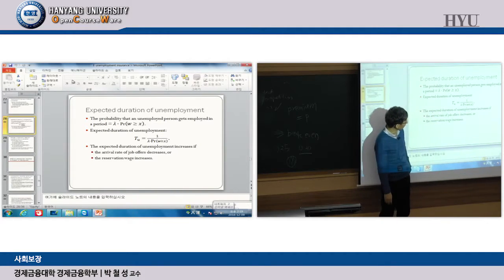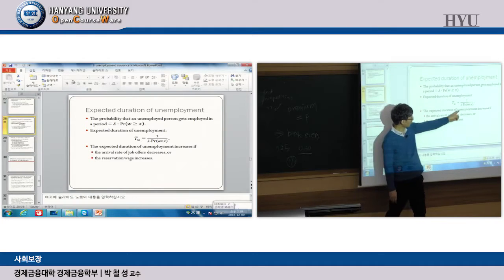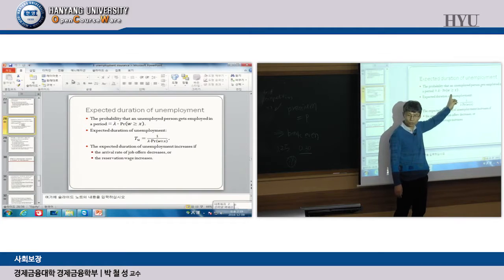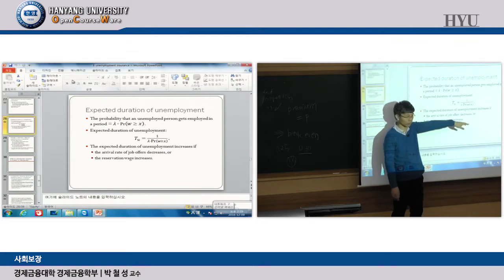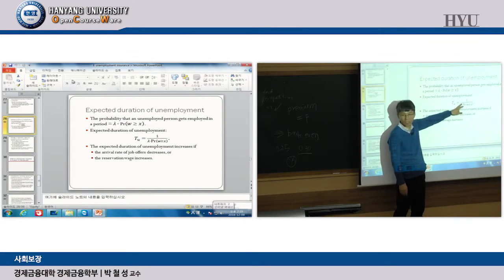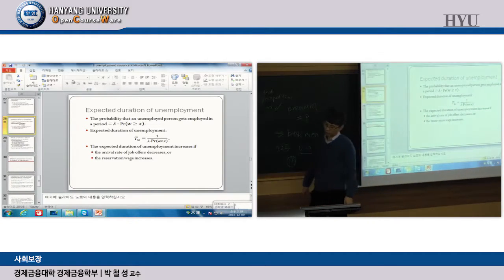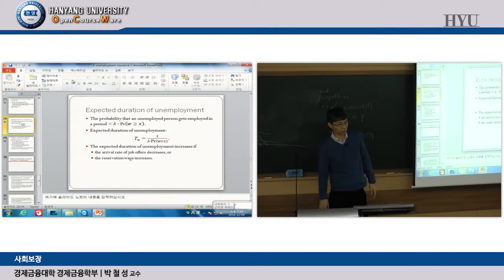So when you see just this, when lambda increases, job arrival rate goes up, then this duration should go down, right? Expected duration, or you can say average duration of individuals, will go down if lambda goes up, okay? But the thing is that when lambda changes, the reservation wage will change as well.